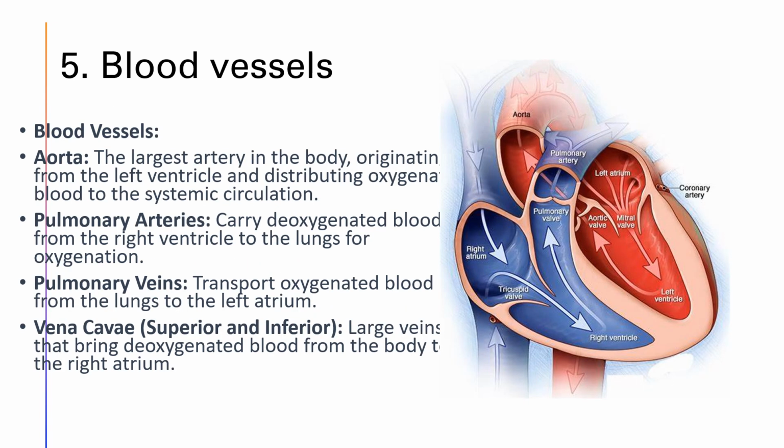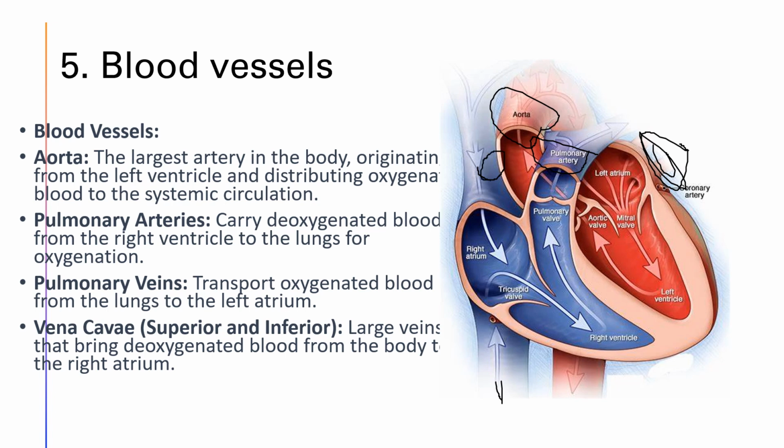Now, blood vessels. We have in total four main types of blood vessels in the heart. First is the aorta. This is the aorta. This is the pulmonary artery. These are the pulmonary veins, and the last one is the inferior and superior vena cava.